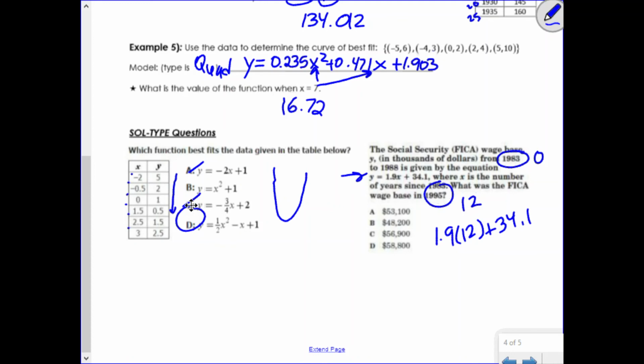So once you convert the year, based on 1983 being 0, you plug in the 12 and you will get a number. It's not going to look exactly like this because it said the numbers are in thousands of dollars. So you'll have to take the decimal you get and multiply it times 1,000 so that it's in the correct format. I think it's 56.9, I believe, is what you get. And then you multiply that times 1,000, and that's how you get the correct answer, C.